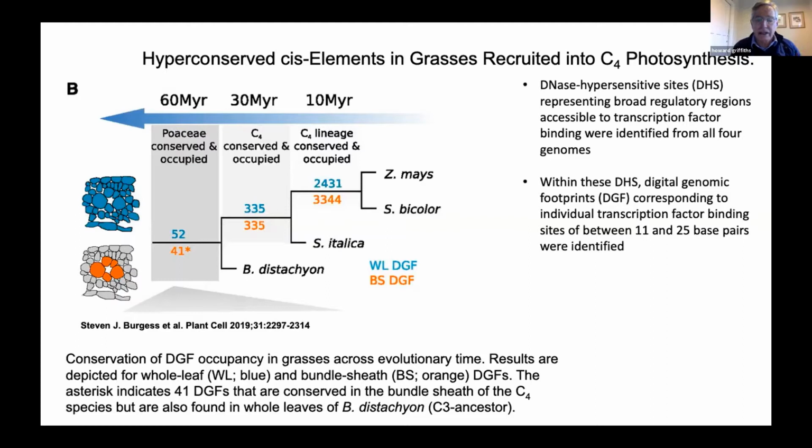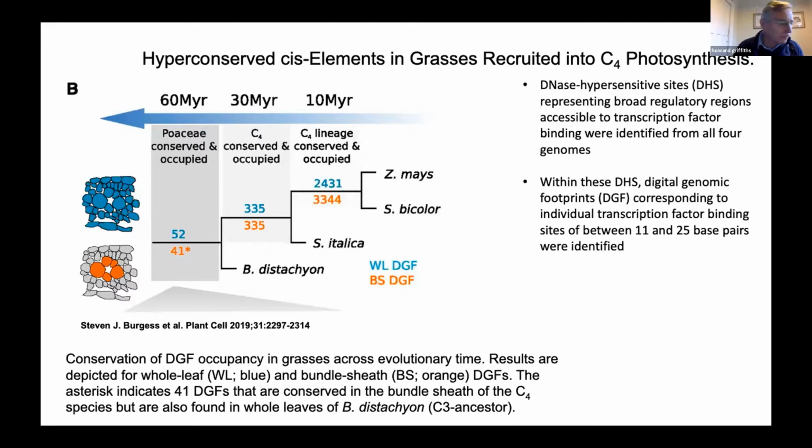And again, informing the work that we've just been hearing about from Bob very elegantly, about the need to understand the co-regulation of expression in those two contrasting cell types, the mesophyll cell types and the bundle sheath.